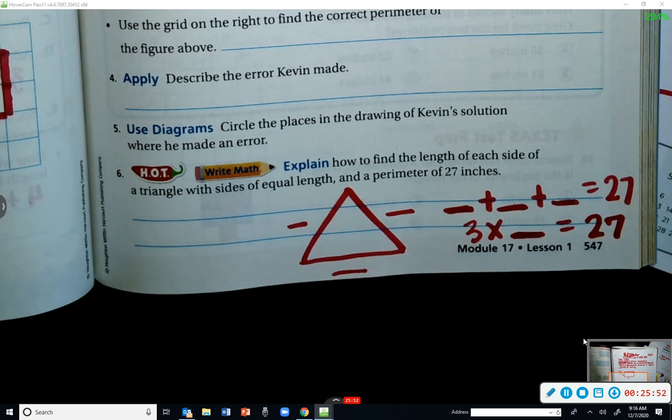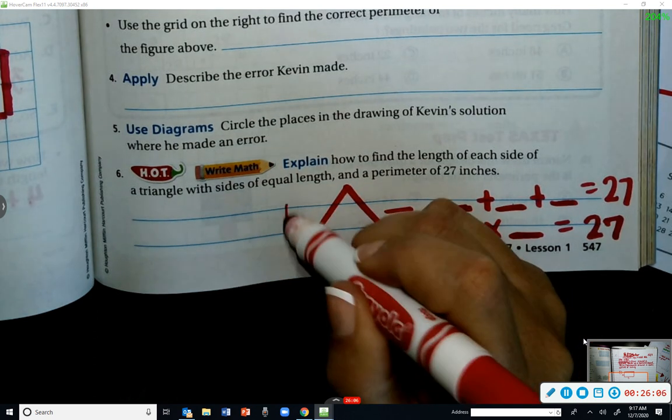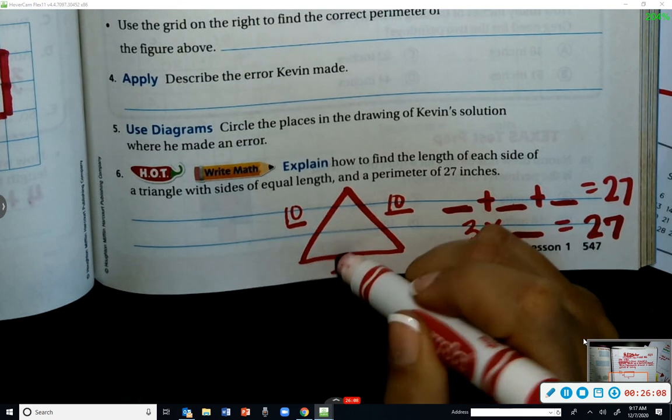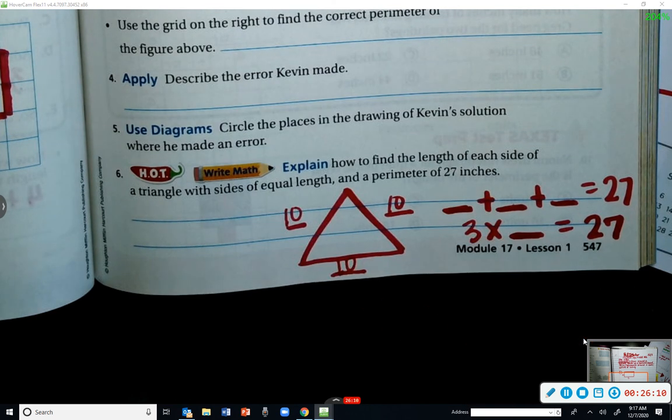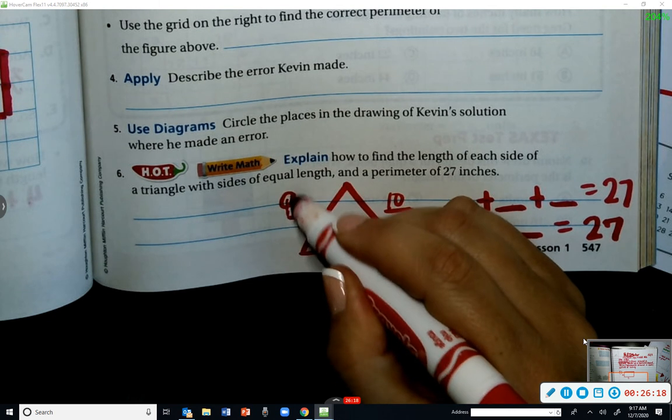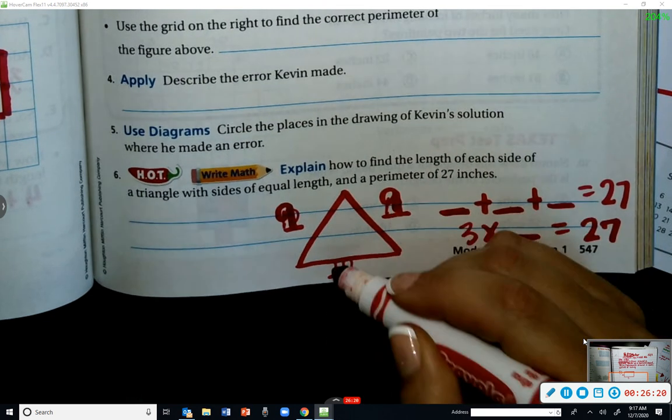So how could I figure out that missing number? Allie? Put 2 10s and a 7. They have to all be the same. So let's just say it's 10. Would 10 work? If this is 10, 20, 30? No, it can't be 10. So it has to be smaller than 10, right? Because 30 was too high. So we want to try 9. So 9, 9, and 9.